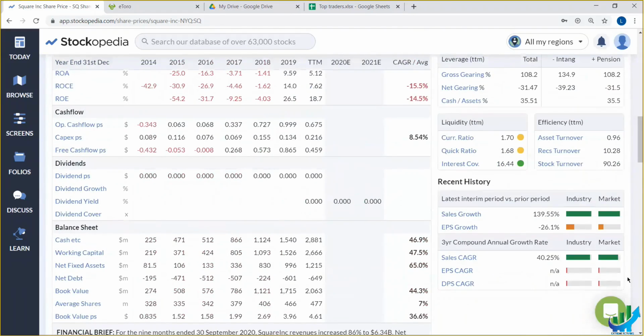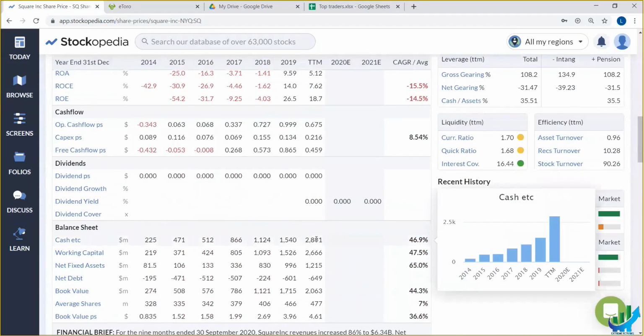Let's see how much cash they're holding. So recently they've decided to hoard a lot more cash, which is very sensible given the world we're in at the moment, nearly $3 billion sitting in cash. And the fact that they're now profitable means that hopefully they won't have to use that cash, but they can add to it in order to expand or make acquisitions, whatever they want to do.